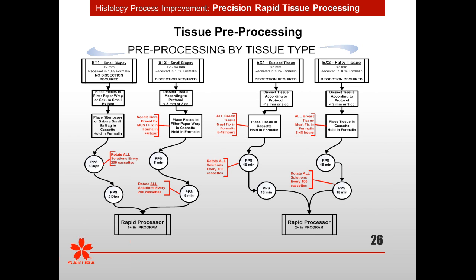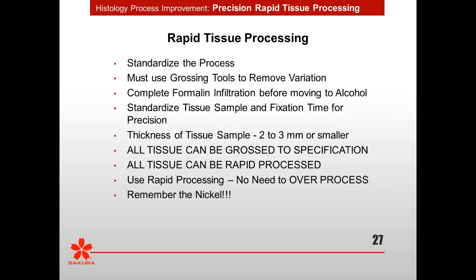So this is just an example. When we summarize rapid tissue processing, you want to standardize the process. Too long, we've just waited until we get to microtomy before we start standardizing. You want to standardize the size, and you want to standardize your fixation protocol. You've got to standardize the size of your tissue sample, you've got to use grossing tools. If not, you will have too much variation.